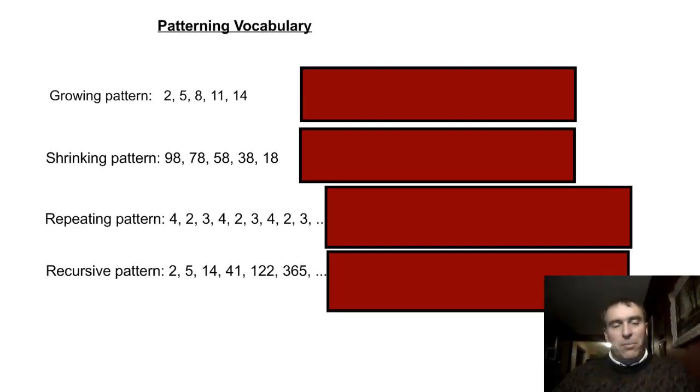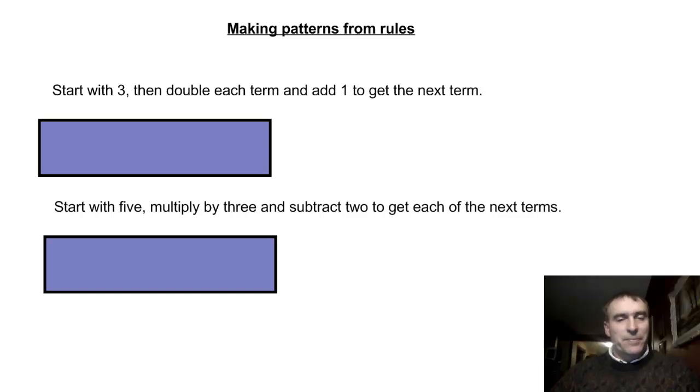Let's see how this applies in some of our patterns. The first type of pattern is making patterns from rules. And this is very important. It starts with 3. So easy. But this is where most grade 6s make their problems. They forget to start with 3, and yet that's the first 3 words. So you have to start with 3.